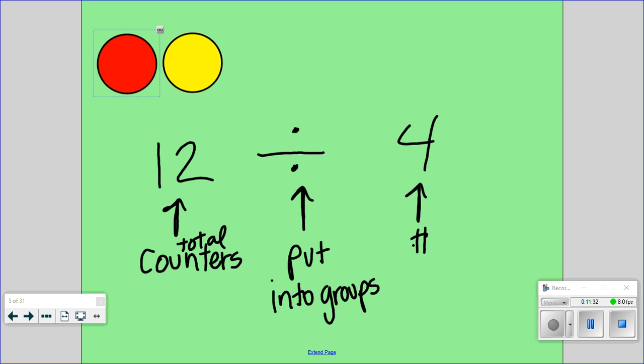That's the number of groups. You put them into 4 equal groups. That was the last one that we did. So we have 12 divided by 4, otherwise known as 12 total counters put into groups, specifically put into 4 groups.